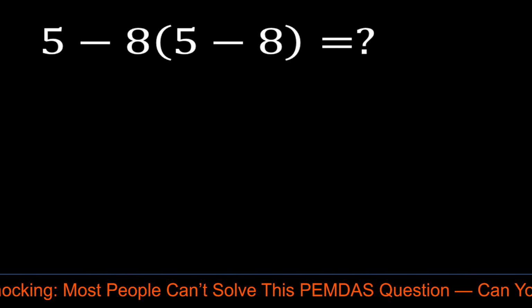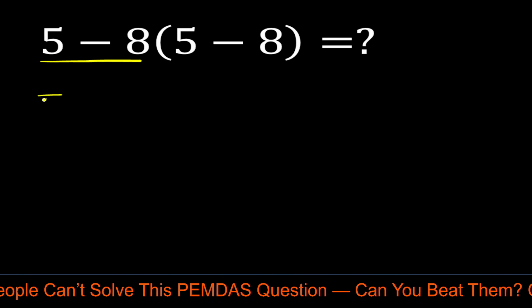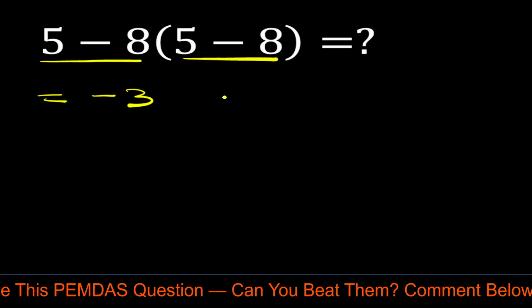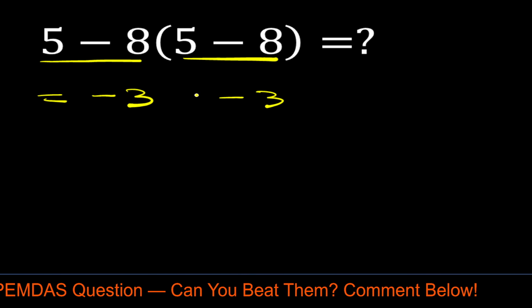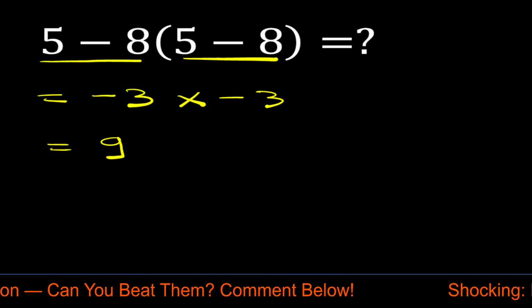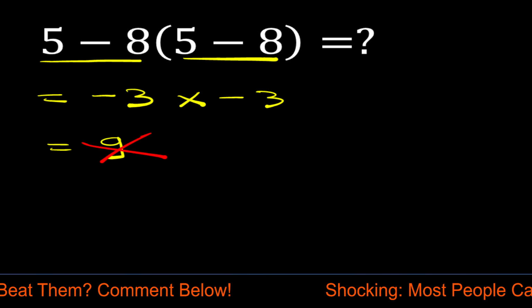Most people solve this question like 5 minus 8 is equal to minus 3, right? Then again 5 minus 8 is equal to minus 3. Now minus 3 times minus 3 is equal to 9. But this answer is not correct. This answer is completely wrong.